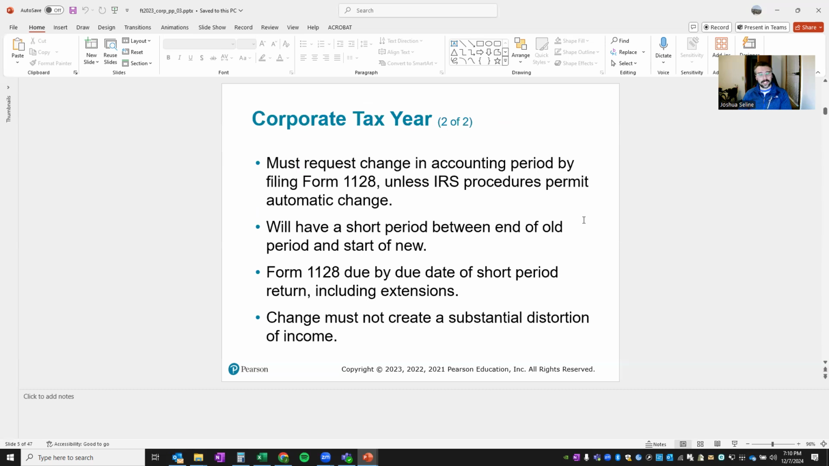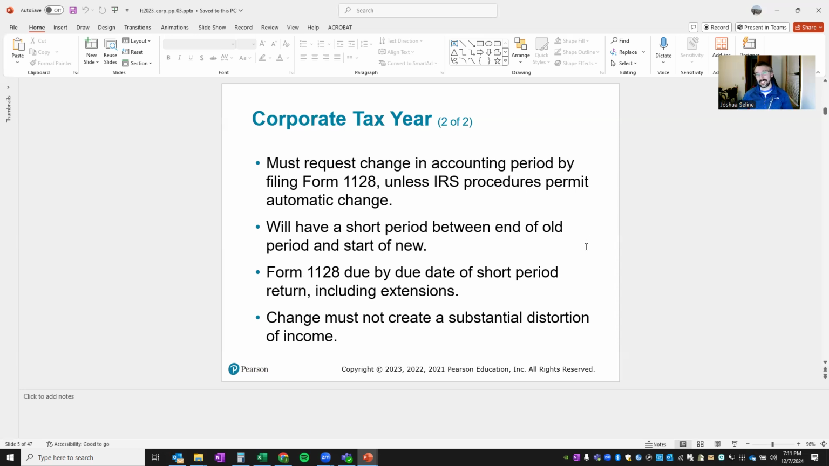So moving on to corporate tax year, you must request a change in accounting period by filing Form 1128, unless the IRS procedures permit an automatic change. We'll have a short period between the end of the old period and the start of the new, right? So if you change your tax year, you're going to have that timing difference, and you have to file a separate return for that timing difference. Form 1128 is due by the due date of the short period return, including extensions, and the change must not create a substantial distortion of income.